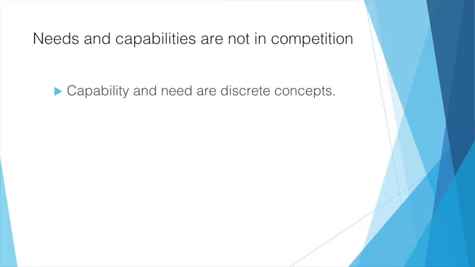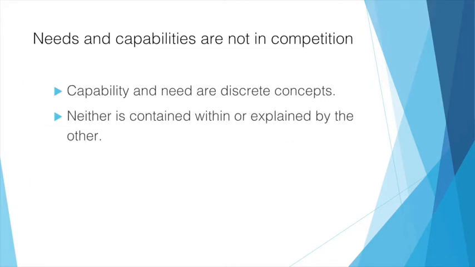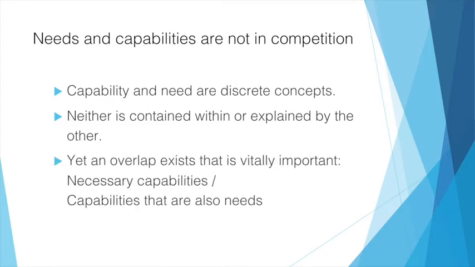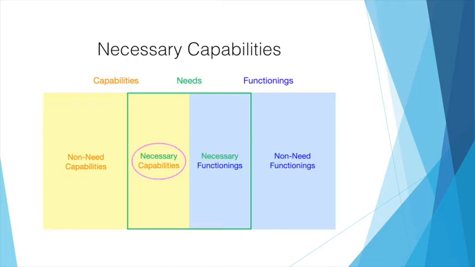They're discrete concepts. Neither is contained within or explained by the other. The proposal is that there's an overlap between the concepts that is important, which we can easily allow. We can allow that some needs are capabilities, or equivalently, that some capabilities are necessary, and so at the same time needs. We can see this in this diagram. We can also see in the diagram that not all capabilities are needs, so there are non-need capabilities, and that the category of needs also contains functionings, and that there are other functionings that are not needs.